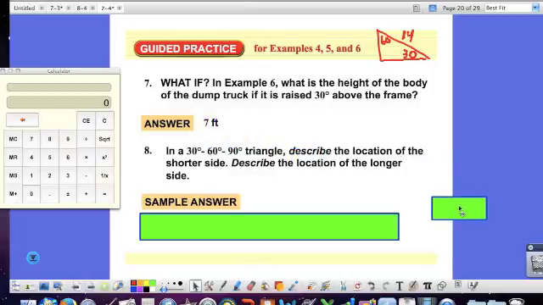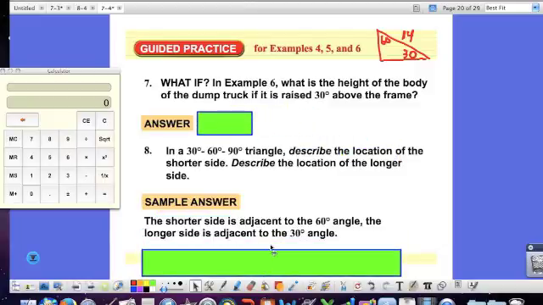In a 30, 60, 90 degree triangle, describe the location of the shorter side and describe the location of the longer side. You may not be sure what they're asking for, but the shorter side is adjacent to the 60 degree angle, and the longer side is adjacent to the 30 degree angle. That's going to be important as we get into our lessons on trigonometry. They're introducing you here to the word adjacent. So x, which is across from the 30 degree angle, is adjacent to the 60 degree angle.